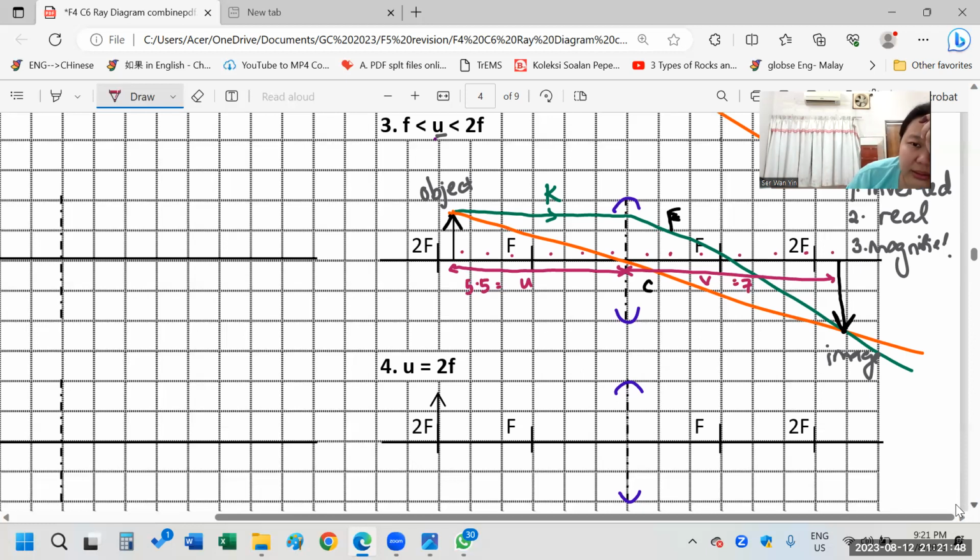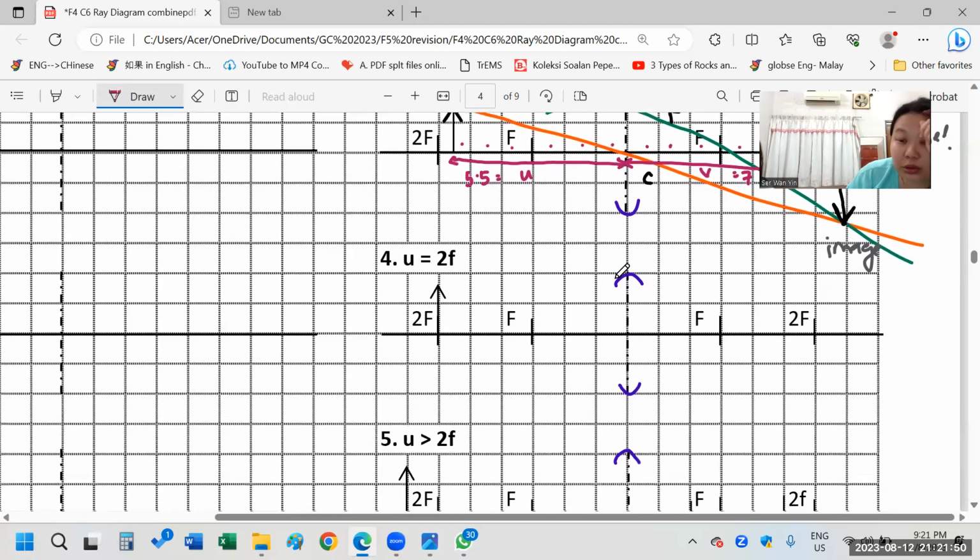Okay, so now next, u equals 2F. Like KFC, write yourself. This is the object. Like the KFC drawings.